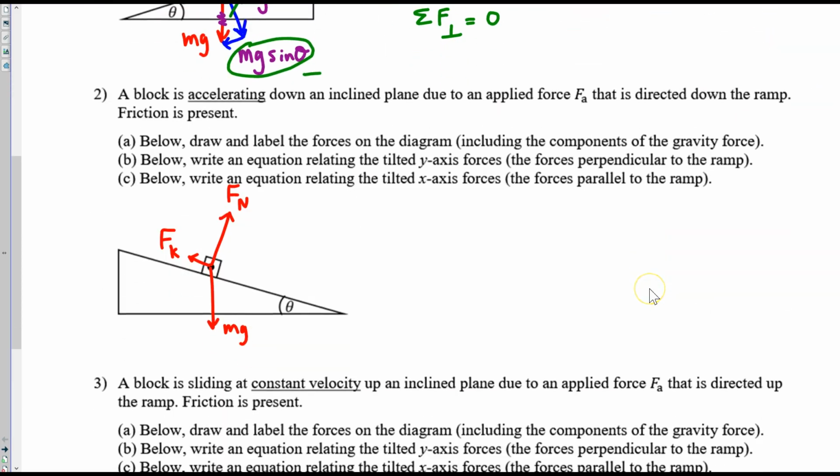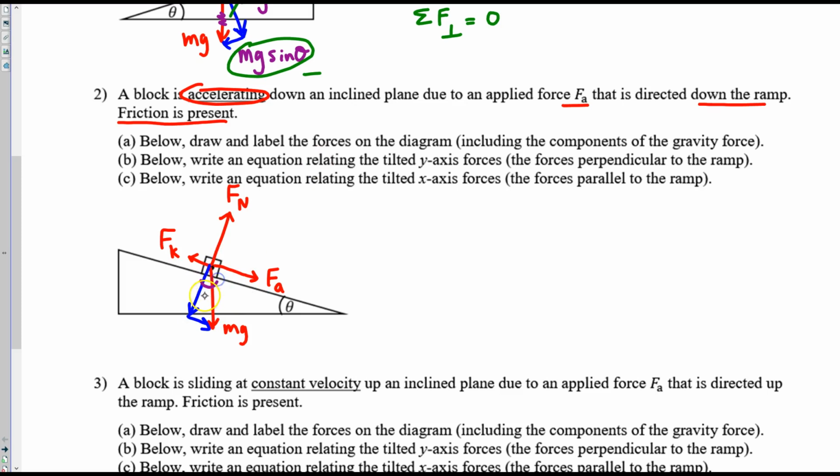For the next one, okay, we always can put Fn and mg. I went ahead and added the friction force because they said it's present. Is there an applied force? Yes, Fa. It's directed down the ramp. So it's something like this. They say the block is accelerating. We have to draw the components of gravity. So they're tilted, tilted y, tilted x.